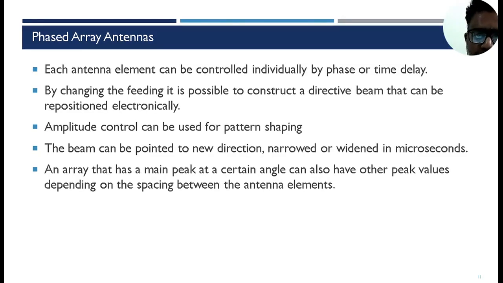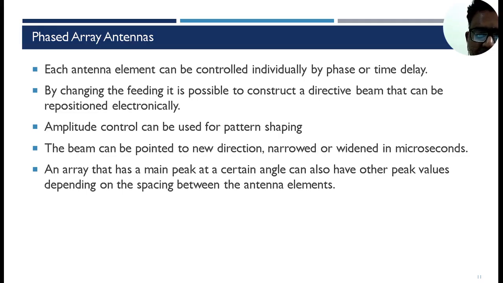Each antenna element can be controlled usually by phase or time delay, where several antenna elements are equally spaced and there is a separate phase difference. Each is individually separated by phase or time delay. By changing the feeding, it is possible to construct a directive beam that can be repositioned electronically. The amplitude control can be used for pattern switching. The beam can be pointed to new directions or narrowed or widened in microseconds.